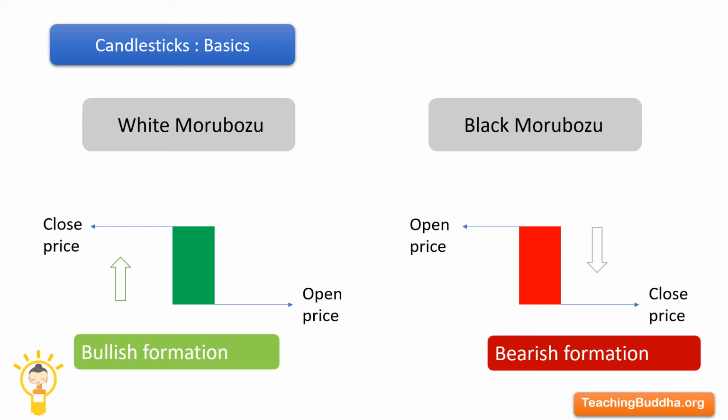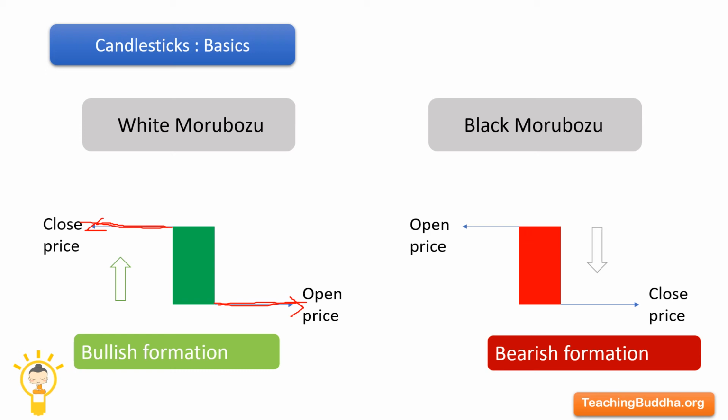Here, price has opened. This is the open price, and the moment the price has opened, bulls had the upper hand, and bulls completely took control and pushed the price upwards and closed here. This is the closed price. There are no shadows either on upper side or lower side. Here the low is same as the open price and high is same as the closed price.